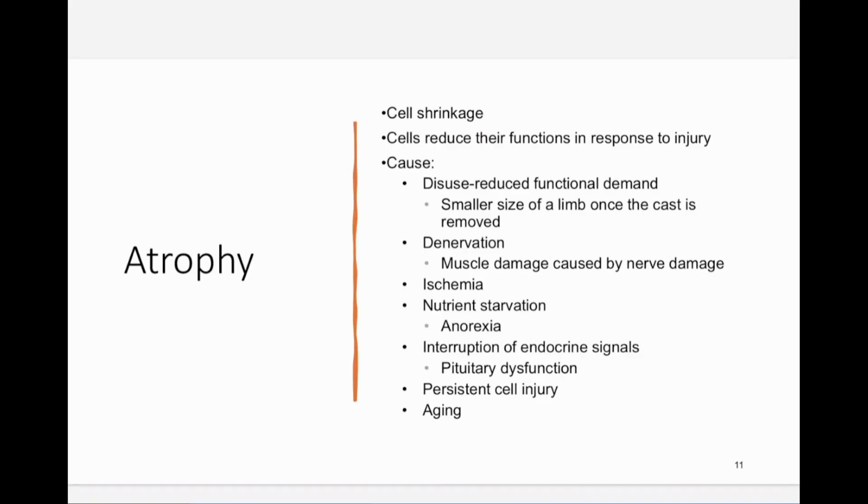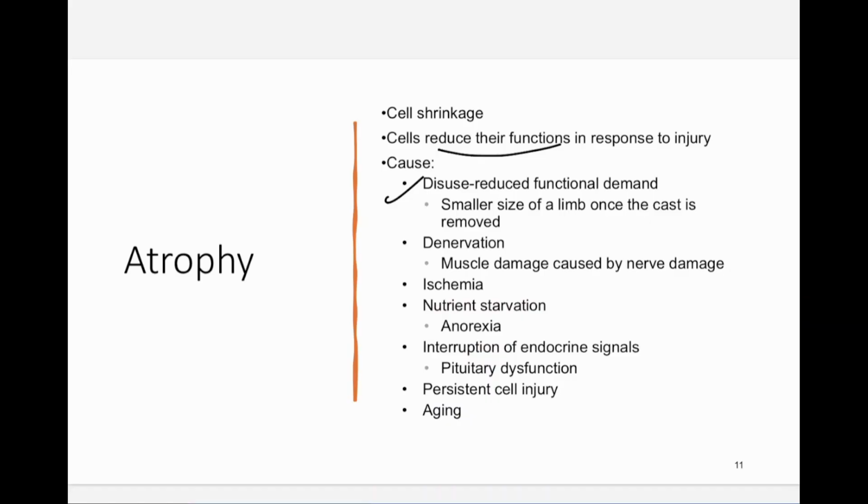Talking about atrophy, cells shrink. Cells reduce their function in response to the injury. What are some causes? Okay, disuse, reduced functional demand. If you ever had a cast on, that arm doesn't work anymore. You're not using the muscles because you have a cast in this place. You're immobilized. When the cast comes off, because of atrophy and you're not using that arm anymore, the muscles get smaller. So atrophy due to disuse.